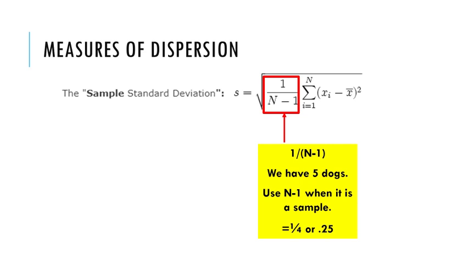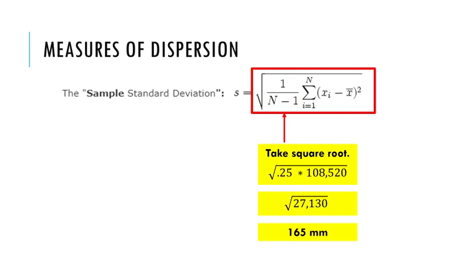So now I can put it all together, right? I can take 0.25 multiplied by 108,520. Take the whole square root of all of that, and I get a sample standard deviation of 165 millimeters. So this is giving me an idea of spread. So one standard deviation would be 165 millimeters. I could look at 2 standard deviations. I could look at 3 standard deviations.